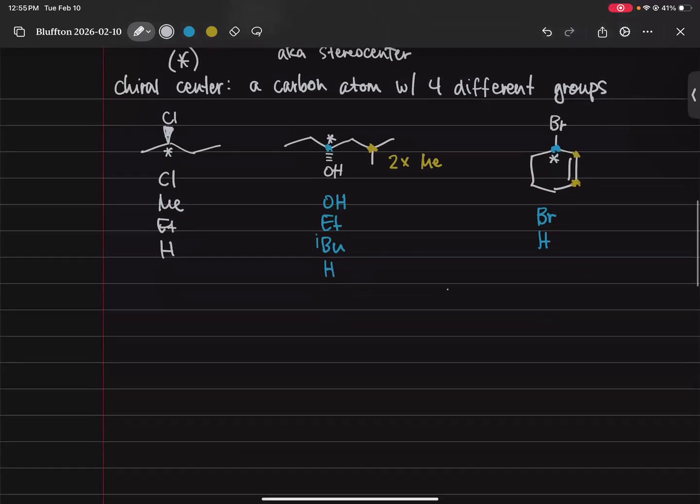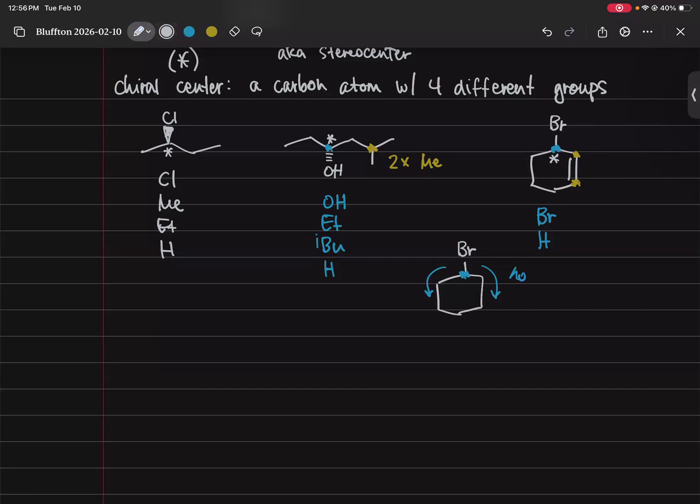Okay, another example maybe is this. So is our central bromine carbon a chiral center here? Yes or no? No. We have the same thing going that way and the same thing going that way around the ring. So even though we still have a bromine and a hydrogen, the ring is the same substituent because it looks the same going in both directions. So that is not a chiral center.